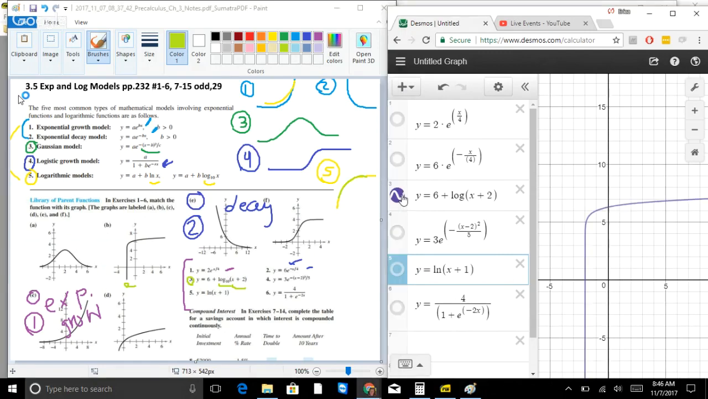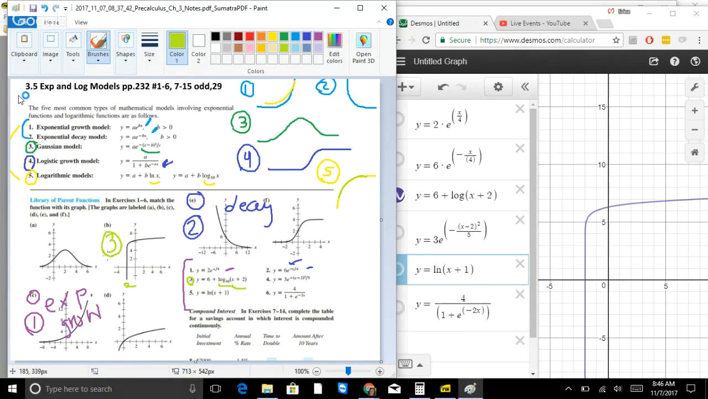But when I go to graph it, it verifies that yes, in fact, 6 plus the log of x plus 2 matches this graph right here. So this would be the logarithmic model. I think that makes sense, right? Okay, let's look at number 4.